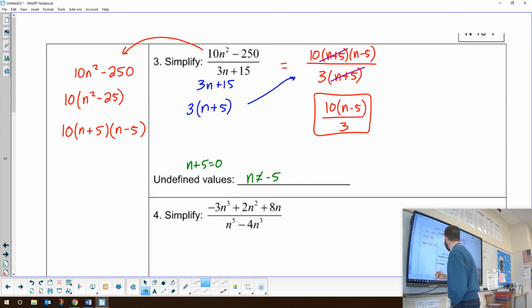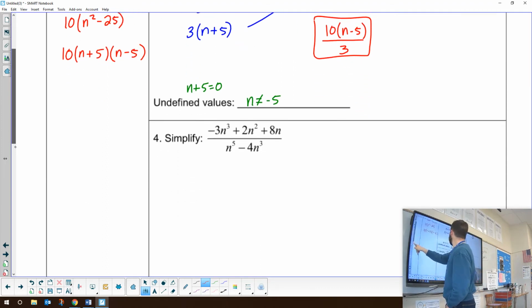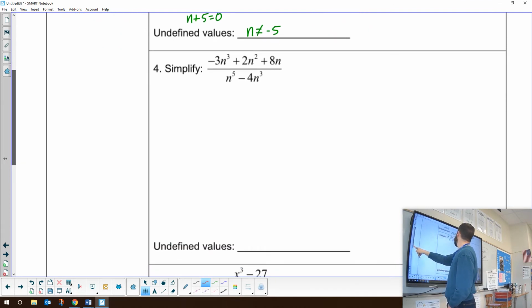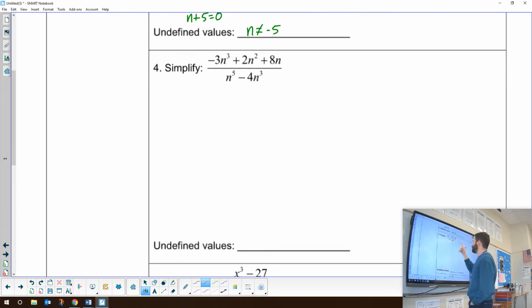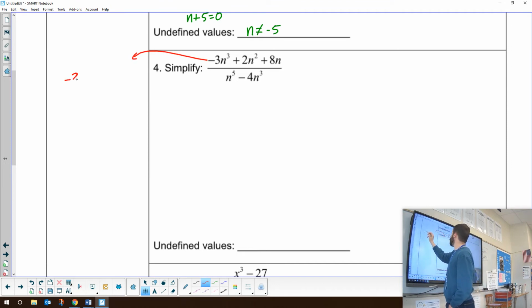All right, let's take a look at number 4. So number 4, remember, we're going to be factoring the top and the bottom. So let's start with the top. To factor the top, I like to take it off to the side and factor it. So we have a negative 3n cubed plus 2n squared plus 8n.